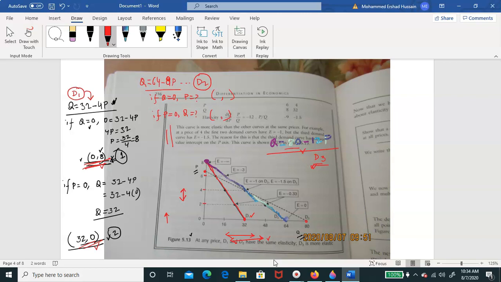For example, at a price of 4, the first two demand curves have elasticity equal to minus 1, but the third demand curve has elasticity equal to minus 1.5. The reason for this is that the third demand curve has a lower value intercept on the P-axis. This curve is shown as D3 in the graph, as we have said.